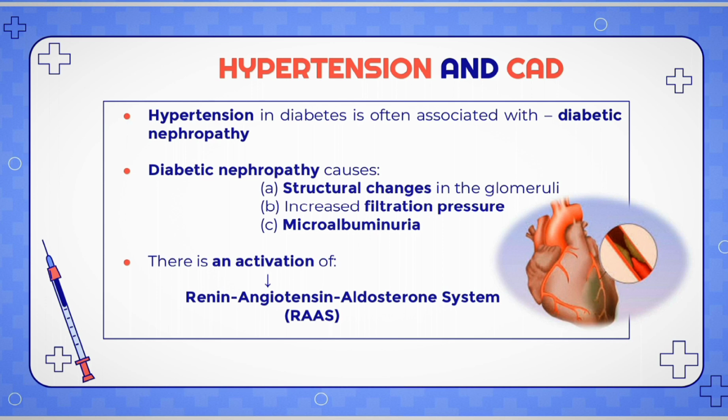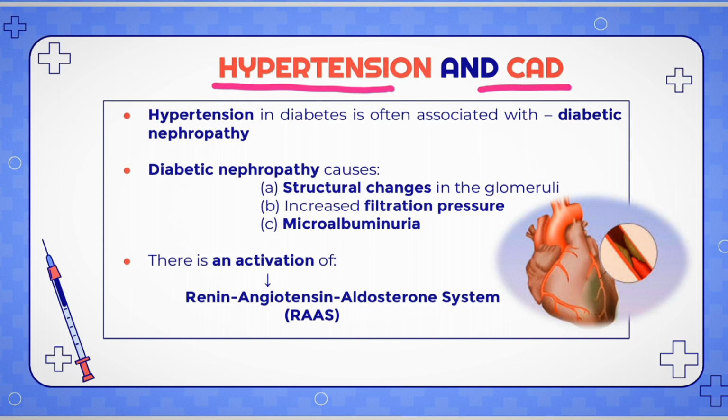Now let's discuss how hypertension and the development of coronary artery disease are interrelated. Hypertension in any patient with diabetes is often associated with the development of diabetic nephropathy, which is also known as diabetic kidney disease. This diabetic nephropathy is characterized by structural changes in the glomeruli of the kidney, increased filtration pressure, and microalbuminuria, meaning secretion of albumin in urine more than the normal limit.